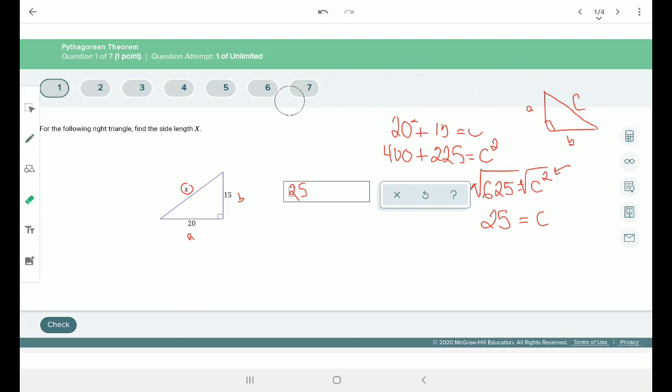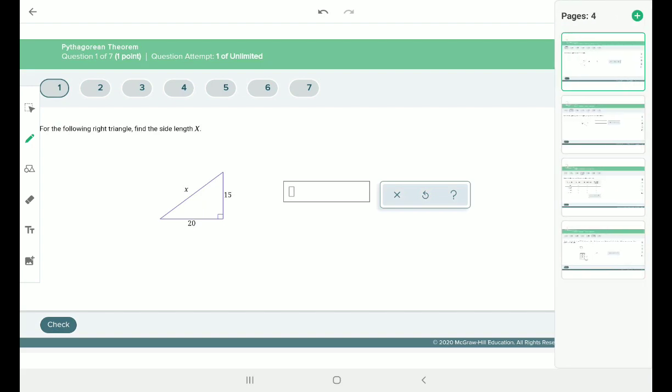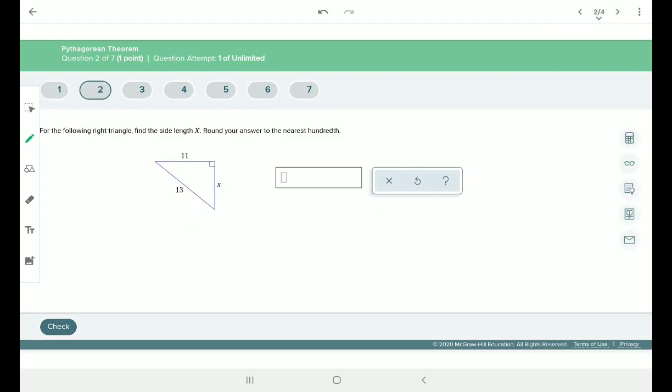So if I go to the next question, like number 2, this time I'm only given one leg and the hypotenuse. So I'm still going to be using the Pythagorean theorem, a squared plus b squared equals c squared. It just depends on where I plug in now. Now, I can go ahead and plug in 11 for A if I want. I could plug it in for B, and it doesn't matter. You can do that every single time. You can always plug it in for the same one if you would like. You just have to make sure that it's a leg.